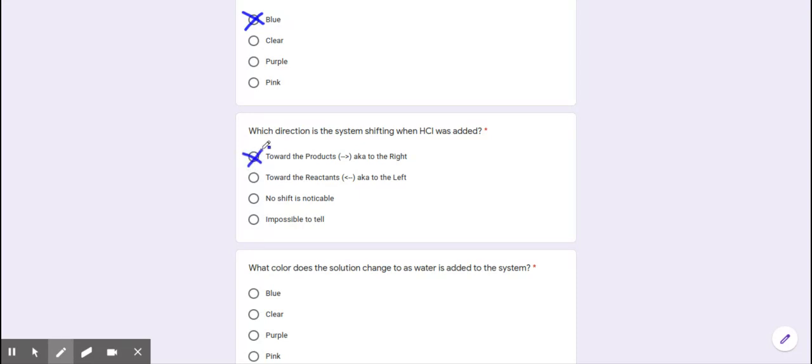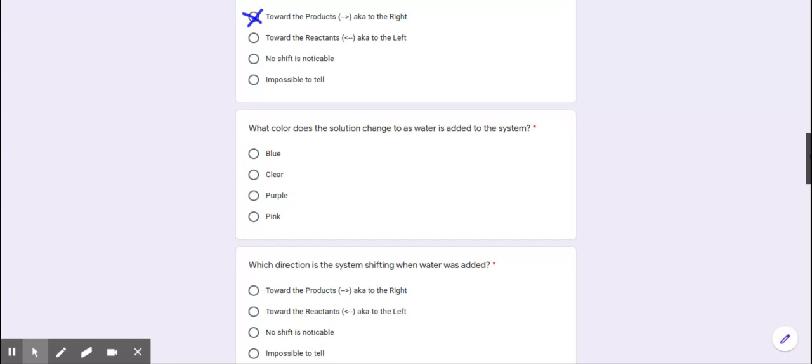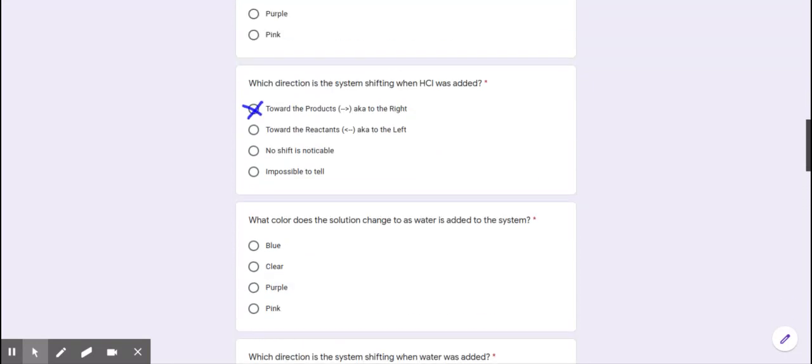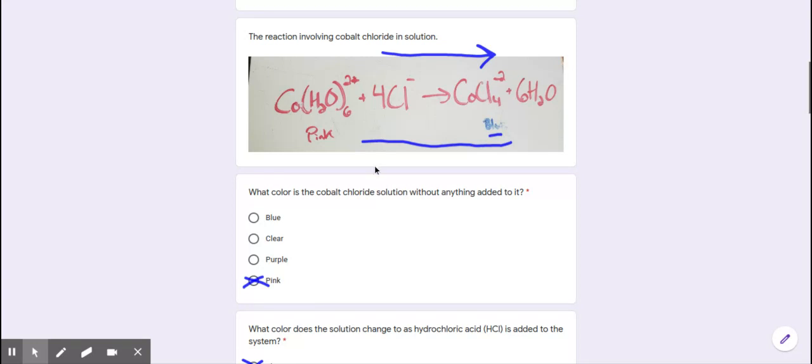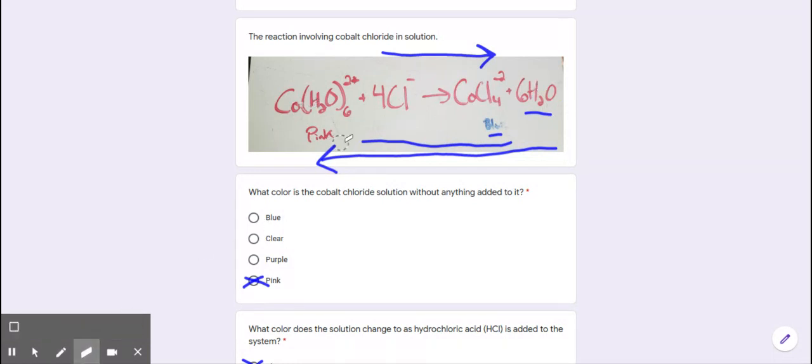I don't really like saying left or right. I like to say towards the products or towards the reactants. And then, if you remember, we added water to the blue test tube. Let me go back to this equation here. When I added water to it, it's adding H2O, which was a product. When we added water, it shifted back towards the reactant side. Whatever you're adding, it shifts away from what you're adding. So that is why it went to a lighter pink color.